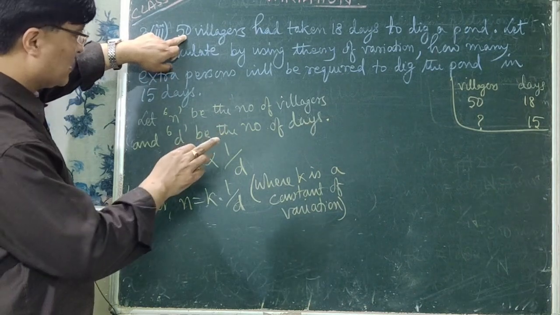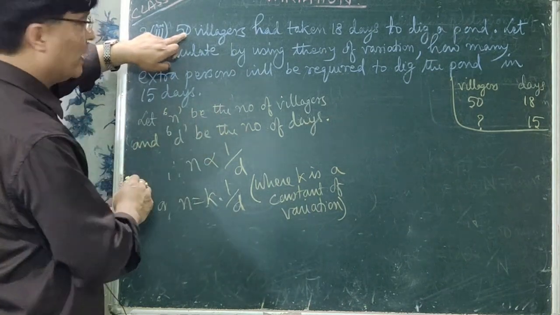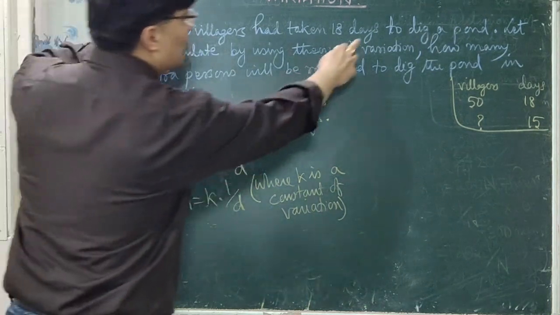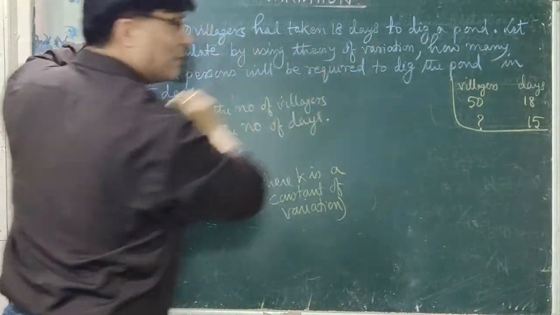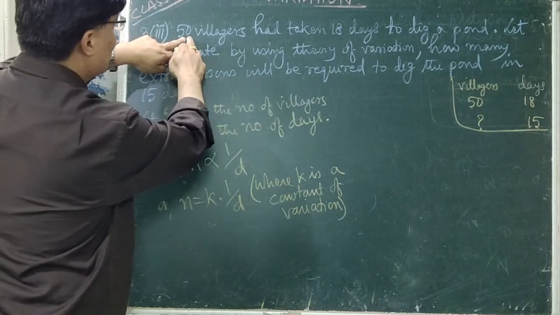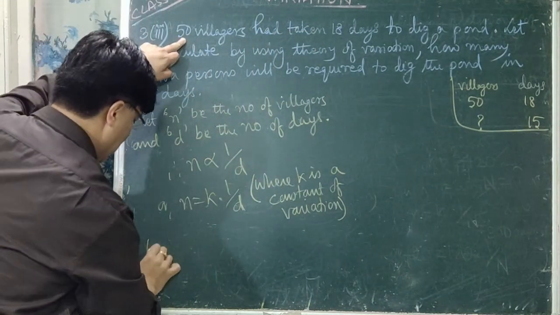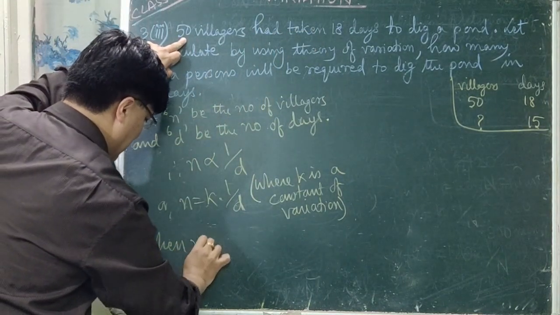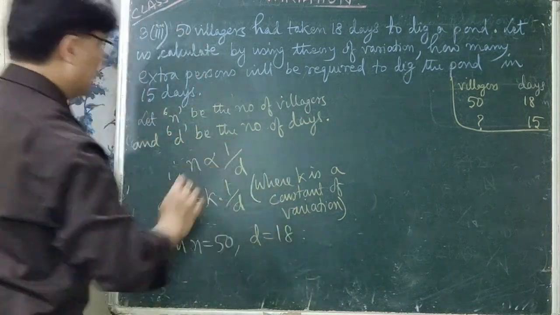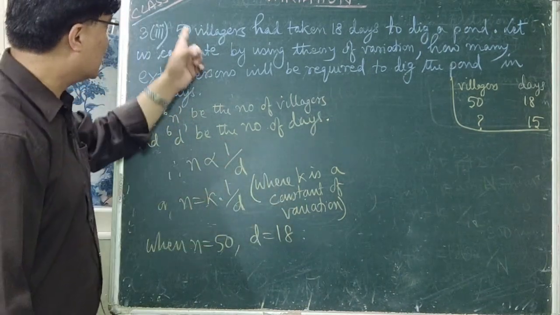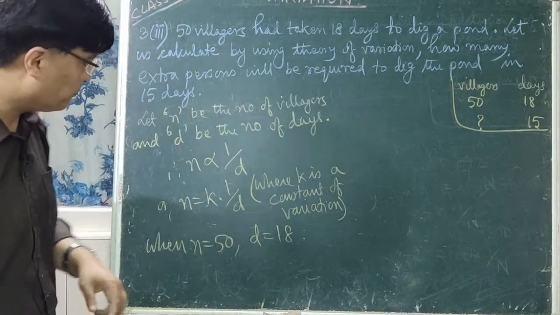n भनेको नम्बर अफ भिलेजर्स, हैन? when n is equal to 50, d is equal to कति भयो? 18 days. 50 जना भिलेजर्सले 18 दिनमा काम गरिसक्छ. भन्छ when n is equal to 50, d is equal to 18. Okay?